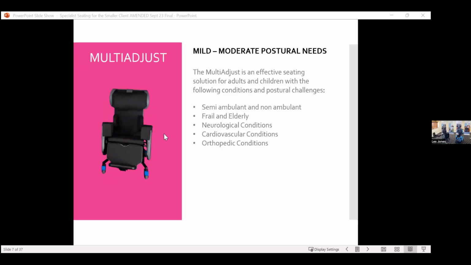Here's the multi-adjust. Again, we'll have a look at these products in a lot more detail when it comes to the practical, hands-on demonstration of the chairs. So again, designed for the semi and non-ambulant, something that we are seeing a lot more of these days. For the semi-ambulant client, those transfers in are quite key, and when we look at the chairs, we look at how we've helped to make that transfer a little bit easier.